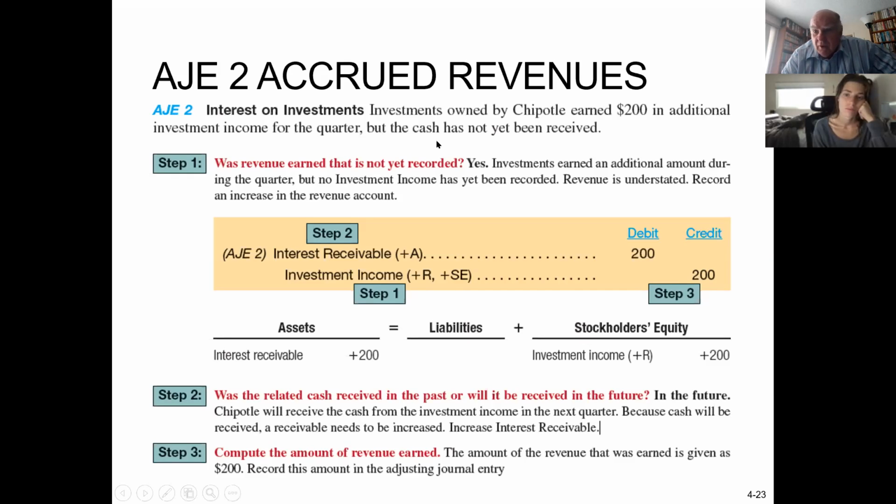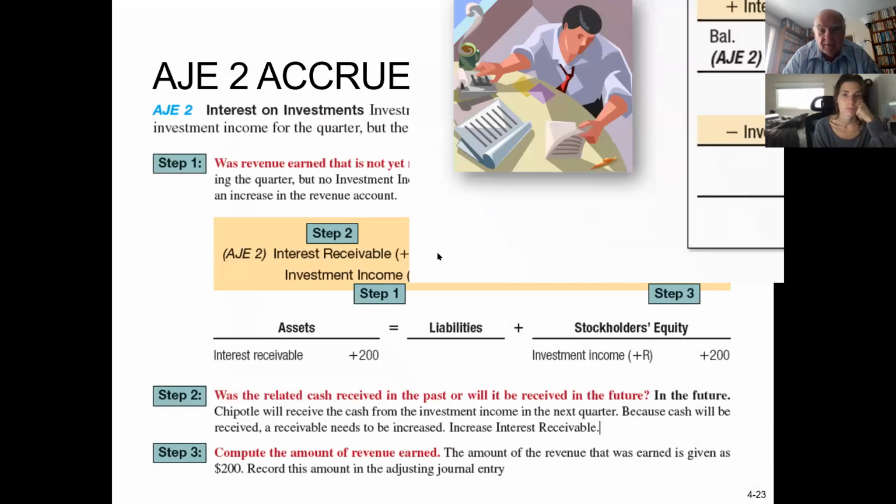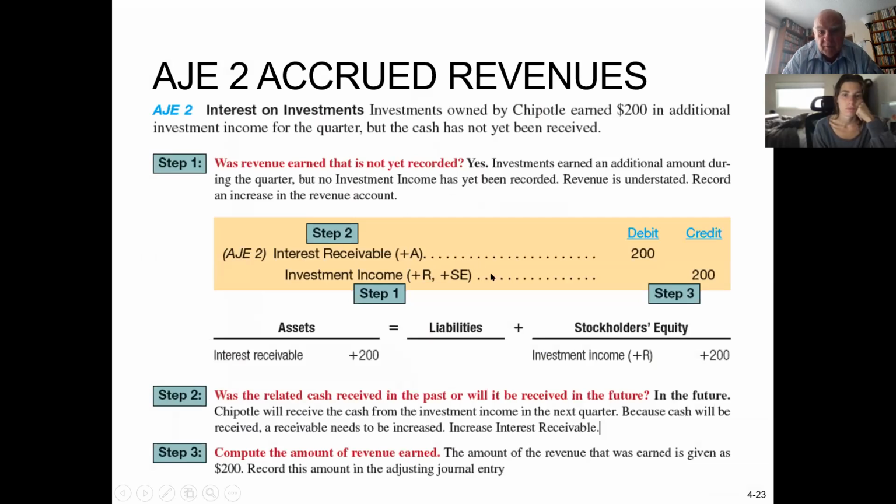Chipotle did earn the $200 during the year. So they now have the obligation to create this adjusting journal entry. You debit interest receivable and you credit interest income. No money has changed hands yet, but we are definitely recording that income.